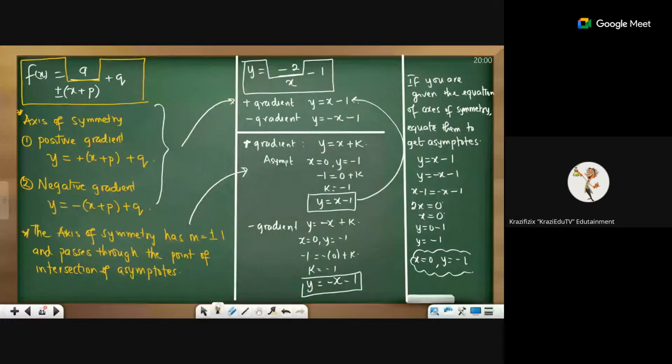Please take note of how to get the equations of asymptotes if you are given the axis of symmetry. You get full marks.